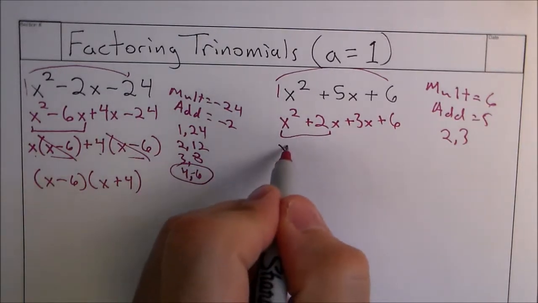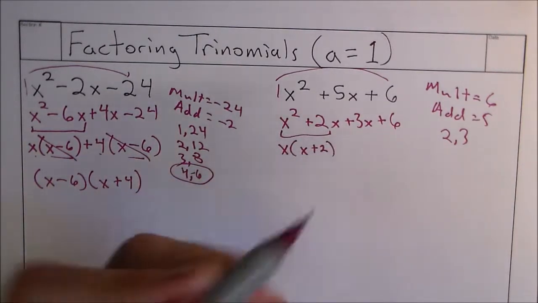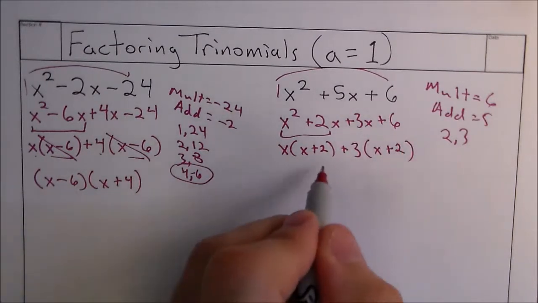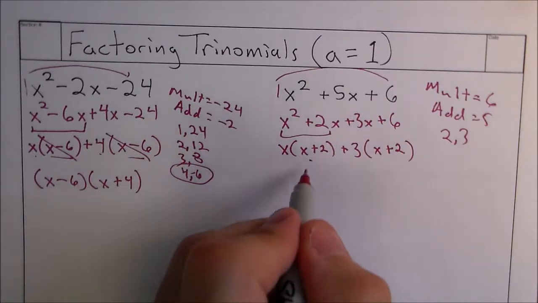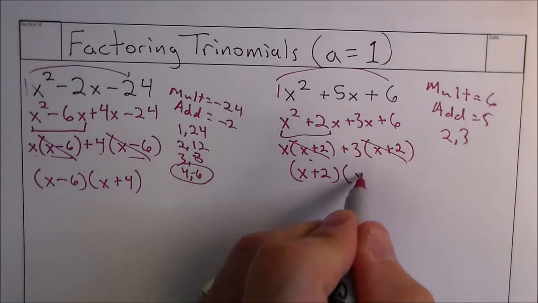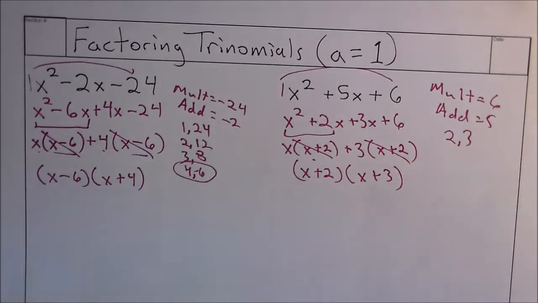And the first two I can factor out an x. It leaves me with x plus 2. And the next two I can factor out a 3. It leaves me with x plus 2. x plus 2 is the common factor. I factor that out, and I'm left with x plus 3.